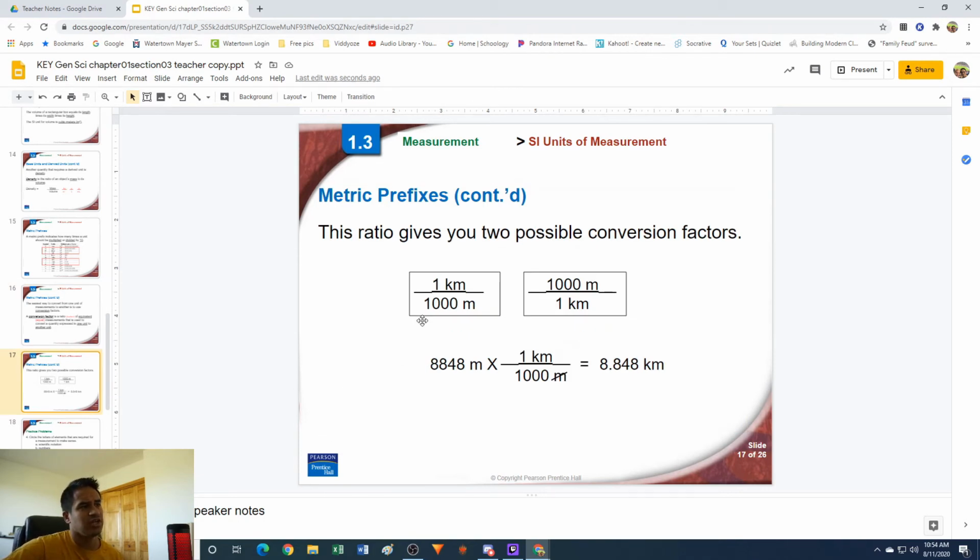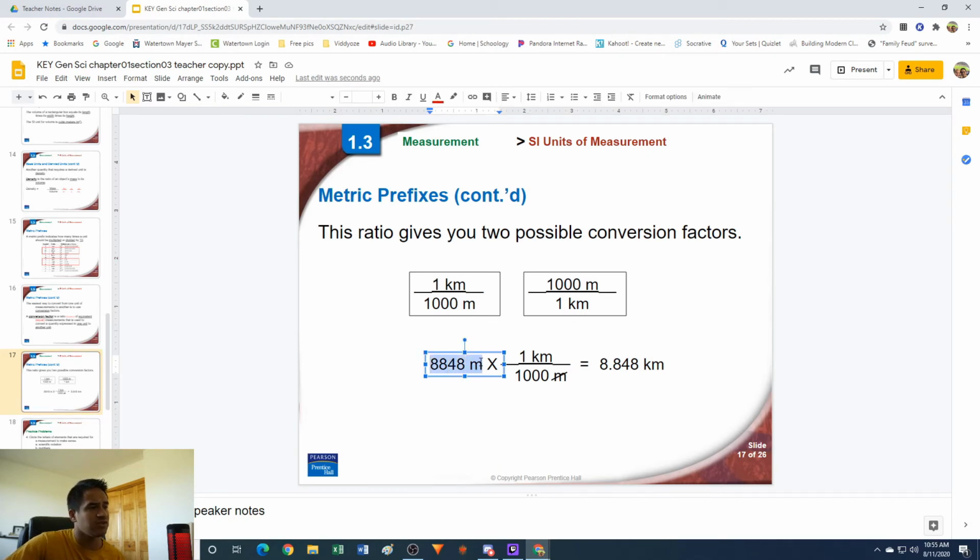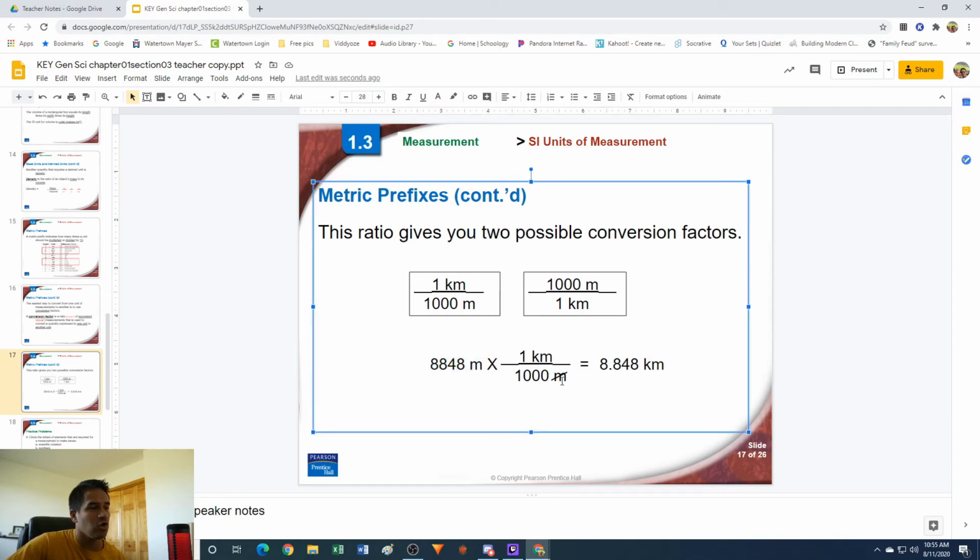Here's a ratio that gives you two possible conversion factors between kilometers and meters. 1 kilometer is 1,000 meters. We can write it as a fraction, 1 kilometer over 1,000 meters, or we can write it as 1,000 meters over 1 kilometer. We can use this conversion factor with some math to convert between kilometers and meters. For example, let's say we had 8,848 meters and we wanted to know how many kilometers that is. We would take 8,848 meters and multiply it by 1 kilometer over 1,000 meters. This would convert us into kilometers.